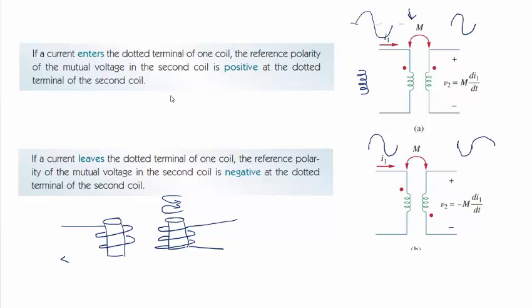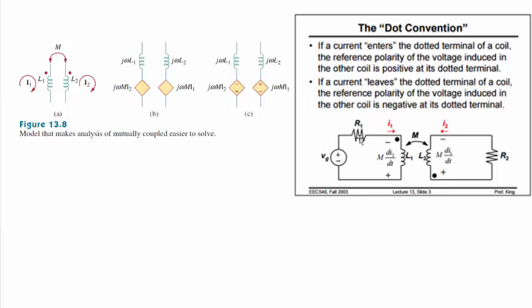The book describes the convention as: if current enters the dotted terminal of one coil, the reference polarity of the mutual voltage in the second coil is positive at the dotted terminal of the second coil. That's actually hard to figure out. So I found a different description that I liked a little better, that was easier to follow. And then I'm going to show you by example what it really means, because the dot convention is the most confusing part, especially when we get to the circuits.